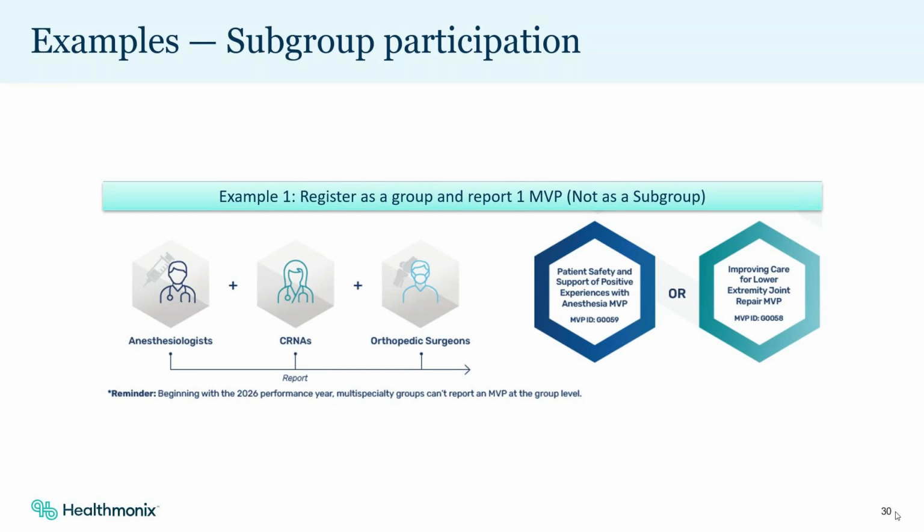But in this example, we're looking at one group reporting as one MVP. So no subgroups in this example. In this group, we have 3 different clinician types. We have anesthesiologists, CRNAs, and orthopedic surgeons. And for this group, we can choose between 2 relevant MVPs: patient safety and support of positive experiences with anesthesia, or improving care for lower extremity joint repair. So we can look at these 2 MVPs, we can consider our performance, and we can report at the group level for either MVP.